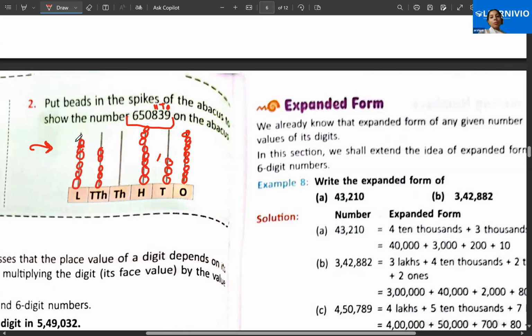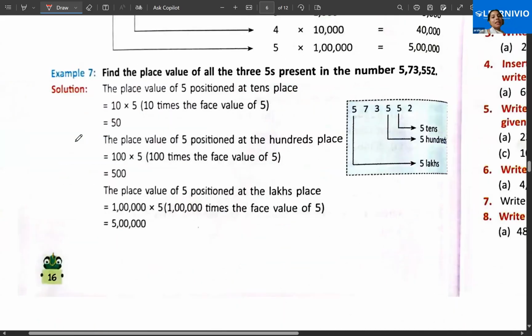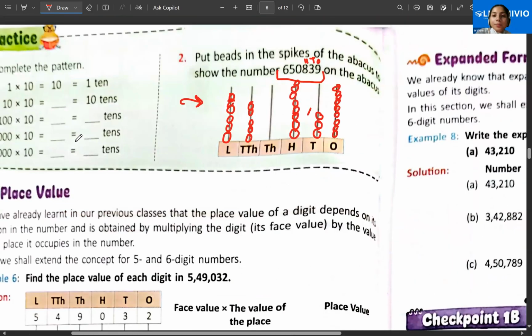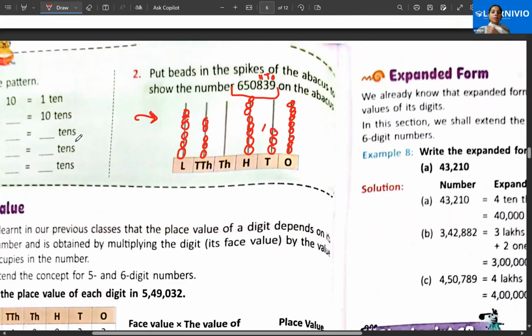You can make this in your book. It's page number 16. Practice question 2, page number 16.